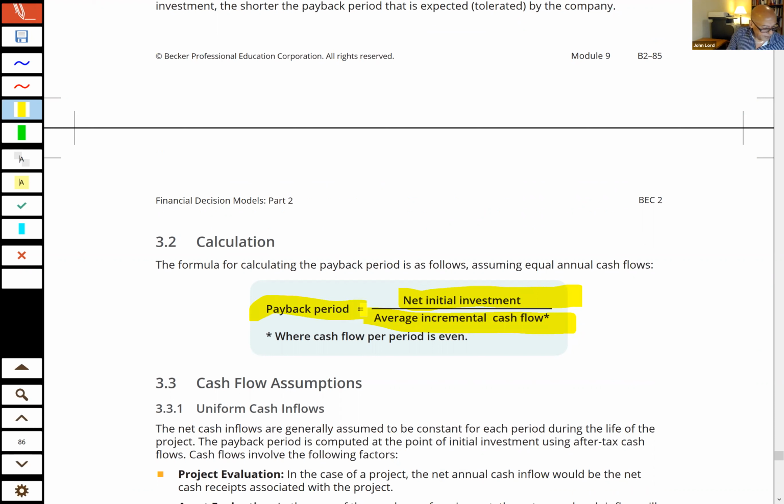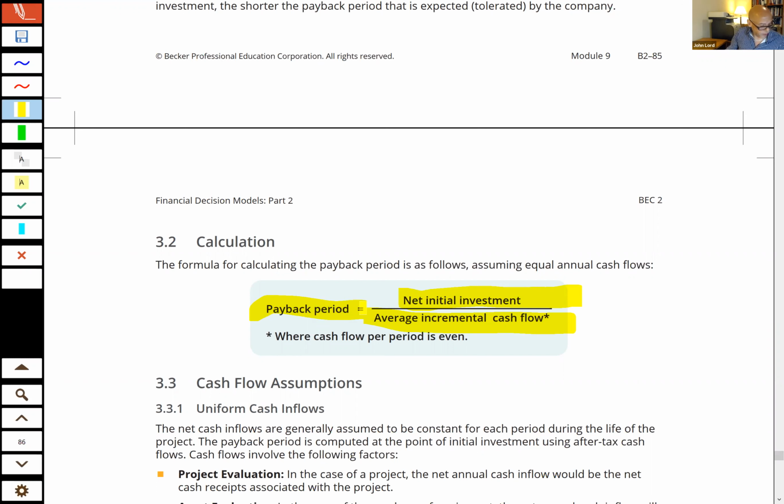Now, they make a big deal out of, well, what happens if the cash flows differ from year to year? Well, then you're just going to have to take out your calculator and analyze how long it's taking you with uneven cash flows to recoup the investment. And then if that is shorter or longer than the required payback period, if it's shorter, accept the project. If it's longer, reject the project. And we'll take a look at a question like that here in a little while.